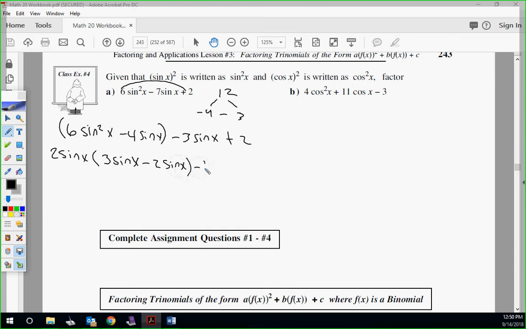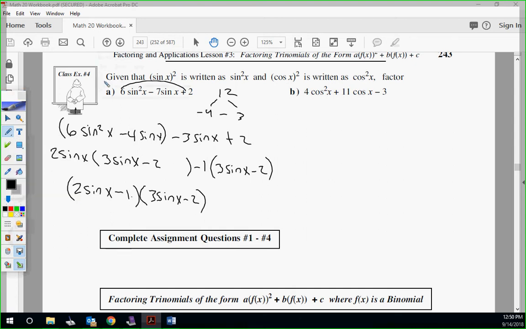Okay, take out -1. Oh, I took out a sine x, sorry. Okay, so those match. And we're good. That's as far as you can go. Okay. Go ahead and I'll pause it again. You guys try B.